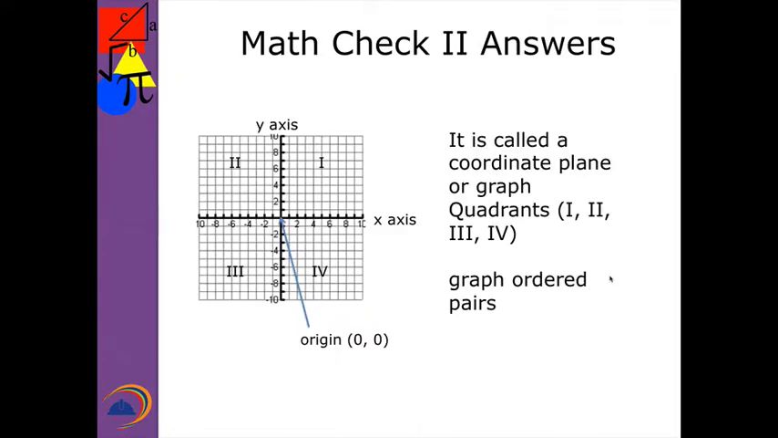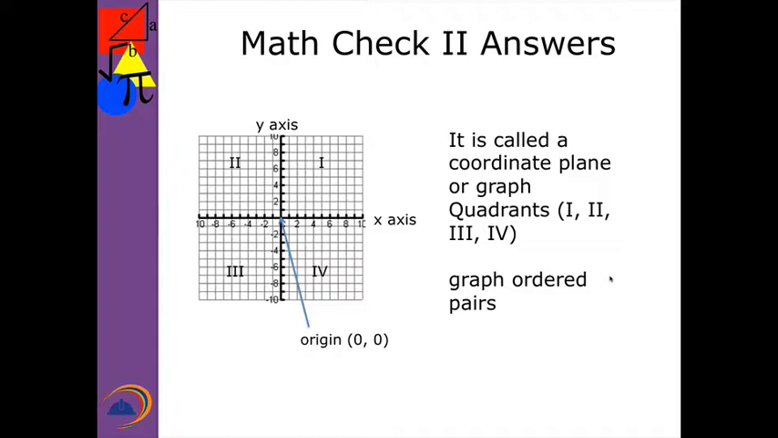Welcome back. Let's see what I found. I know it's called a coordinate plane or a graph. It's also called a Cartesian plane for those real math geeks. We have the x-axis is horizontal, the y-axis is vertical, where the 2 crosses the origin, and it's the ordered pair 0, 0. We have quadrants 1, 2, 3, 4.